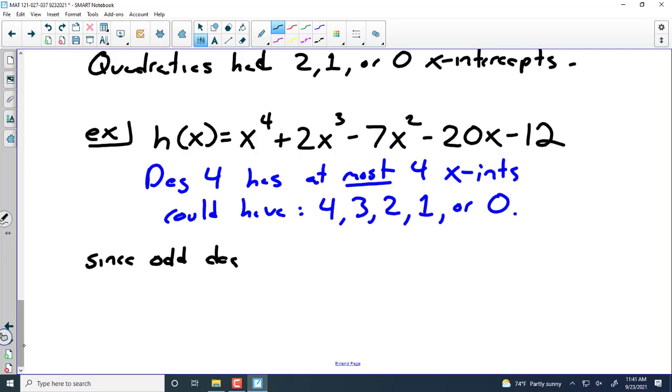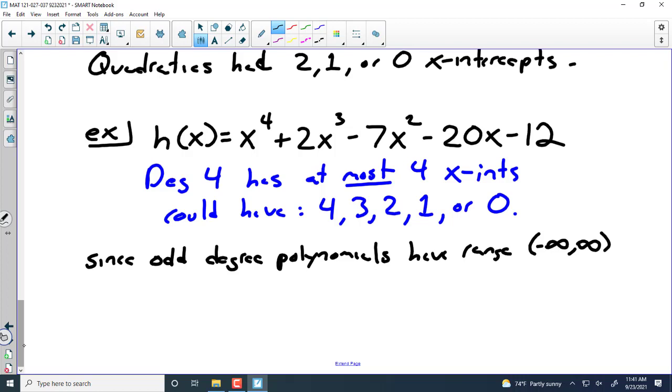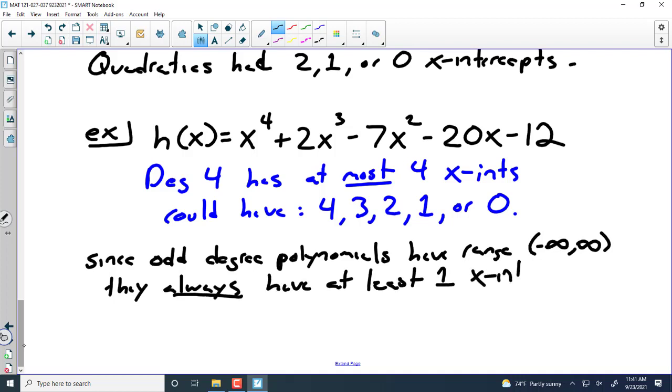Since odd degree polynomials have range negative infinity to infinity, they always have at least 1 x-intercept. That is true. Any function that has a domain of negative infinity to infinity and a range of negative infinity to infinity is going to have to hit the x-axis. As long as it's a nice polynomial, smooth and continuous.